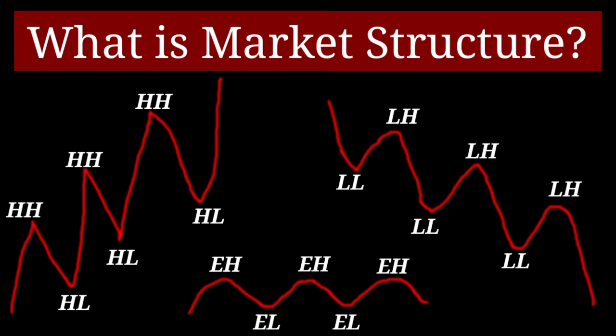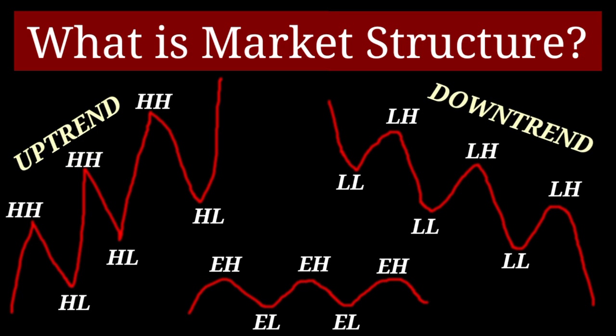If it is making higher highs and higher lows, it's telling you that the market is in an upward trend. And if it is making lower highs and lower lows, the market is in a downward trend. And if it is making equal highs and equal lows, the market is sideways. So that is market structure, okay? And you need to understand it to know how you approach your market.